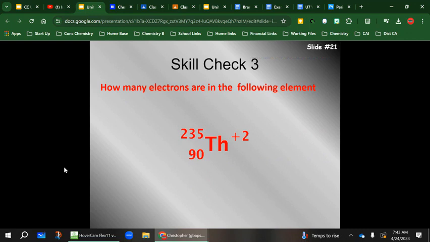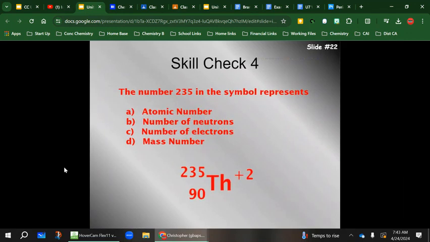All right. I think I have one more. The number 235 in the symbol represents which one of the following, ladies and gentlemen? So the number down here, this 235, which of these 4 does it represent? B? No. D. It represents D, the mass number.